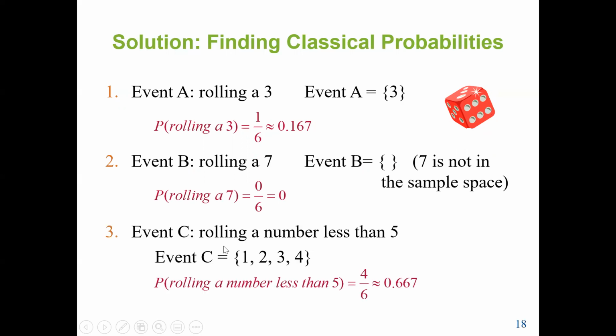Now, C said roll a number less than 5, which means we can get 1, 2, 3, 4. So it will be 4/6. That will give us 0.667.